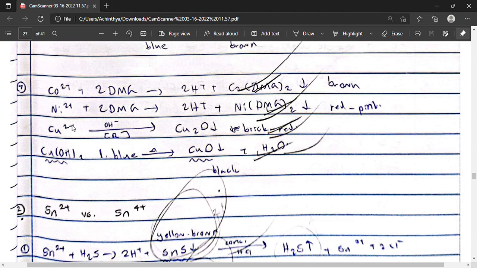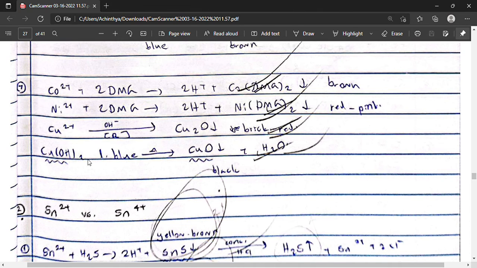If we reduce the cupric ion solution in basic medium, we get cuprous oxide. It's in the +1 oxidation state. See, +2 to +1 reduction, and cuprous oxide is a brick red precipitate.